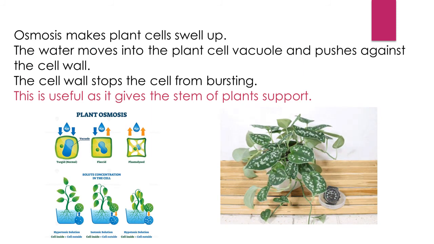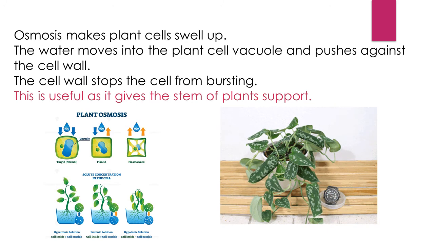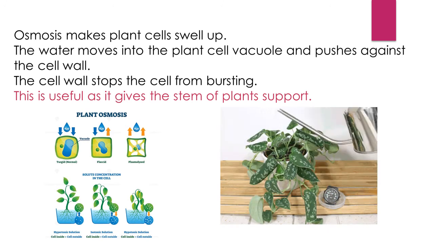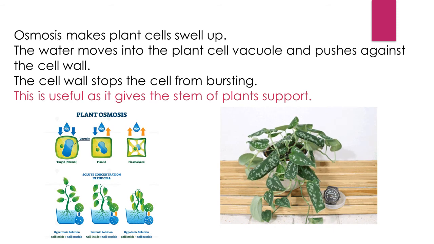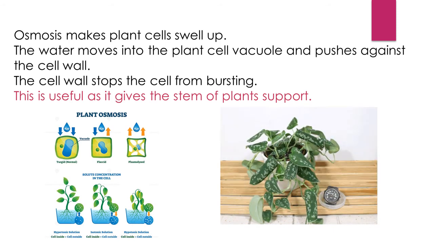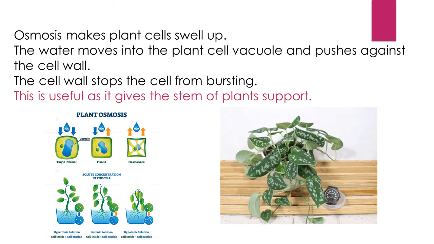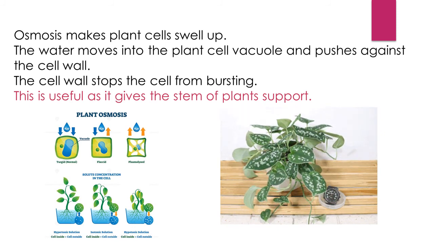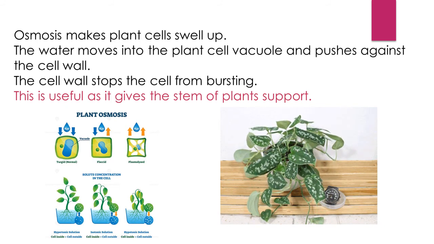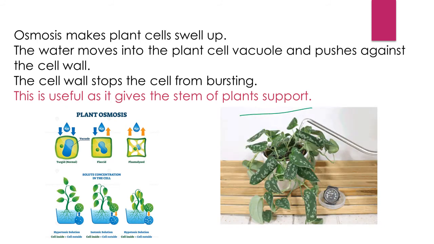Osmosis makes plant cells swell up. The water moves into the plant cell vacuole and pushes against the cell wall. The cell wall stops the cell from bursting. This is useful as it gives the stem of plants support.